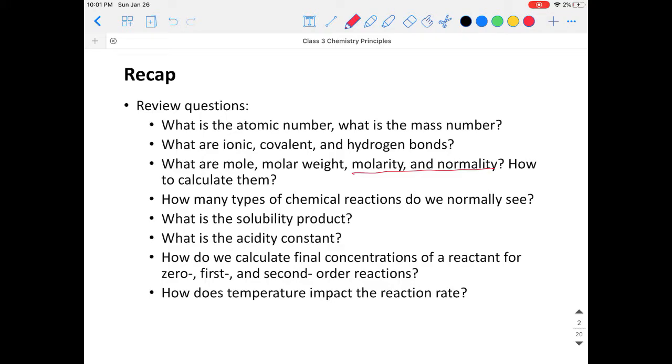Furthermore, we learned how many types of chemical reactions we normally see. For example, we have the redox, basically the reduction oxidation reactions, right? We also have the precipitation reactions. And also, what is a solubility product? What is the acidity constant? How do we calculate the final concentrations of a reactant for zero, first, and second order reactions? And also, what is the temperature influence onto the reaction rate? We have some empirical equations that can consider the temperature influence onto certain reaction rates.